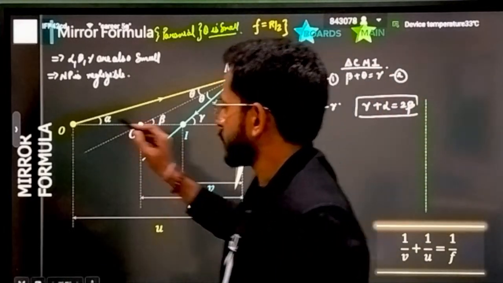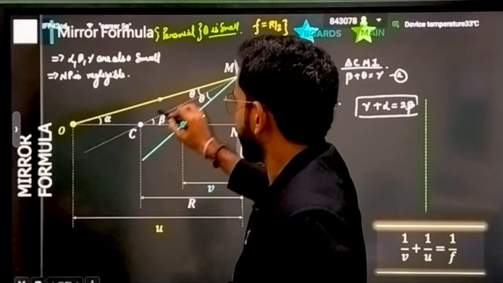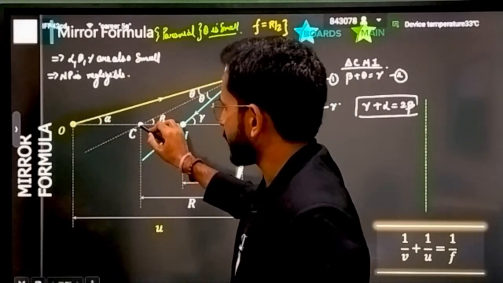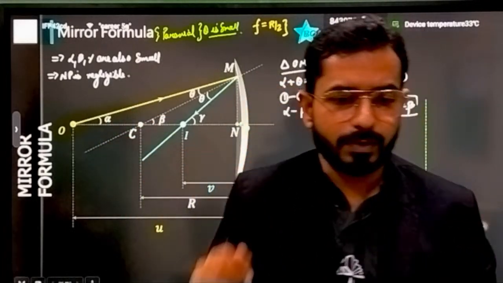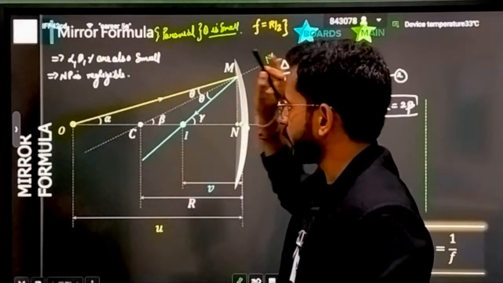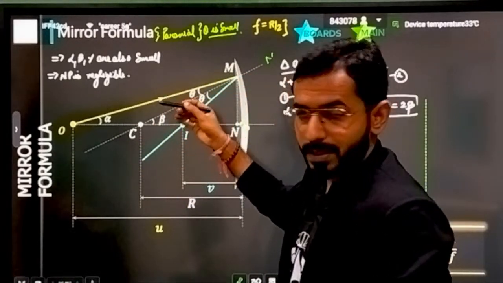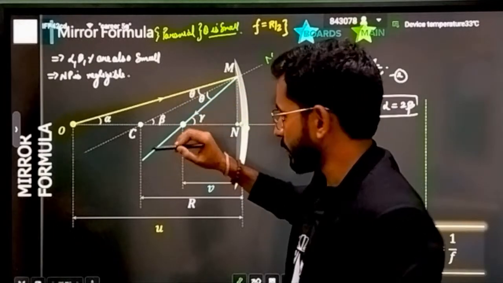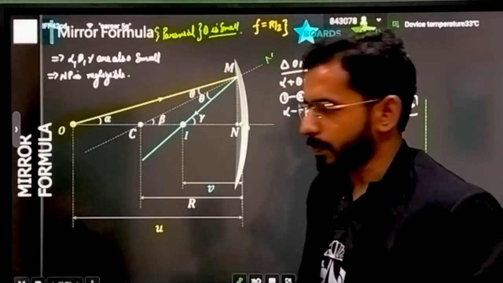Okay, here your object is kept. This is your object, and a ray diagram is drawn. Here is the normal that is passing, and any perpendicular drawn on a circle always passes through the center. So this normal is passing through the center of curvature point. If this angle is theta, this angle is also theta. Angle of incidence is equal to angle of reflection. The law of reflection is valid, and after that the image is forming somewhere here.